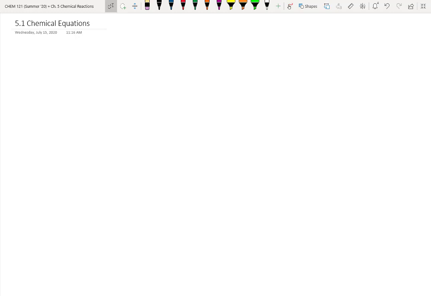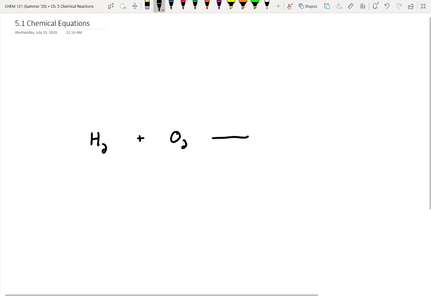All right, we're moving on to chapter 5 in our textbook, which is all about chemical reactions. So what I'm going to do is give one of my favorite chemical reactions, and this is a reaction between hydrogen, which is H2 in its elemental form, and oxygen, which is also O2 in its elemental form. If you combine both of these together, along with an ignition source, you'll just make water.